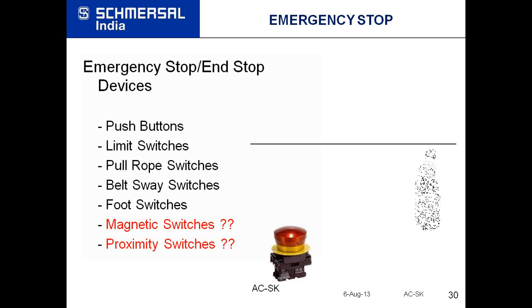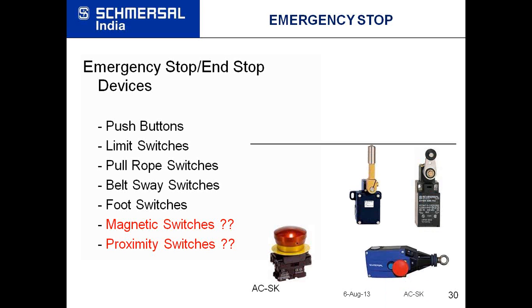First of all, we have to have the emergency stop adhering to standards, and the standard for emergency stop is 13850. And many times we also use emergency stop or end stop devices, which are like limit switches. Also a pull wire switch for conveyors. Also a belt alignment switch for the conveyors. And also sometimes foot switches. Foot switches are also sometimes used for emergency stop. Some foot switches have 3 positions: off, on, and then emergency stop.